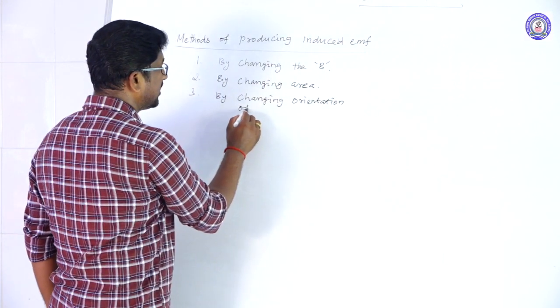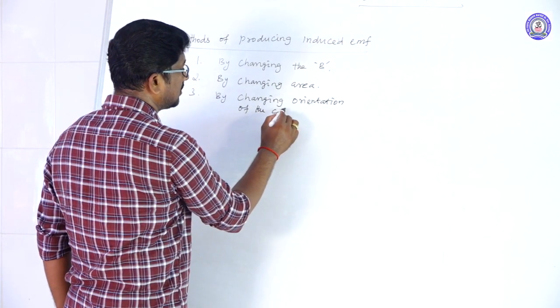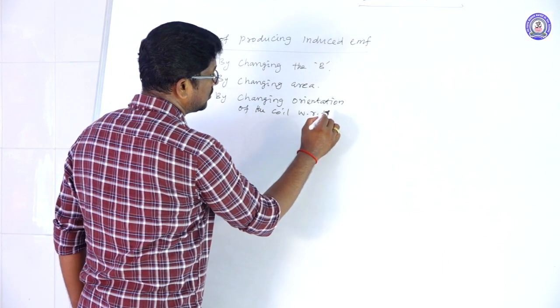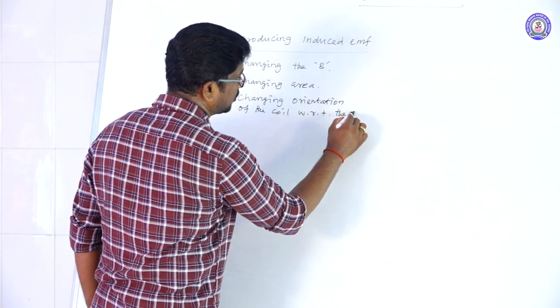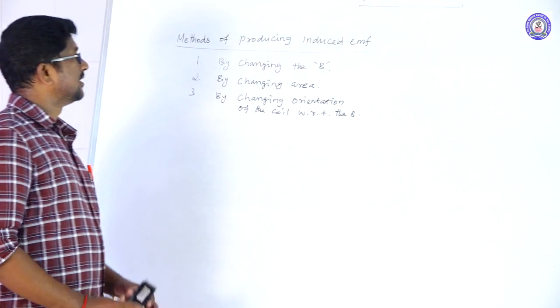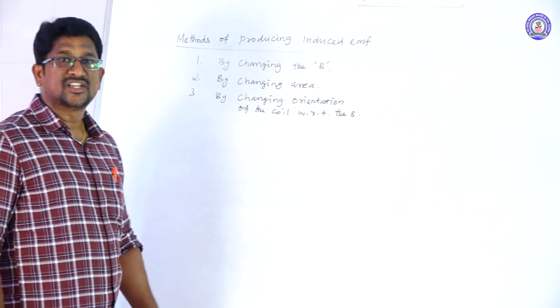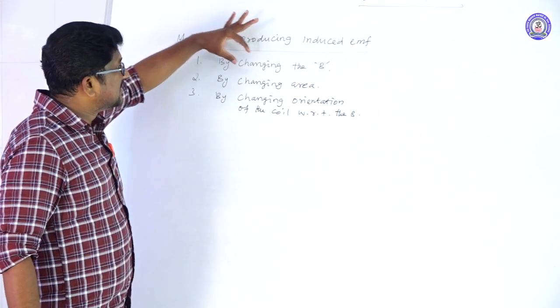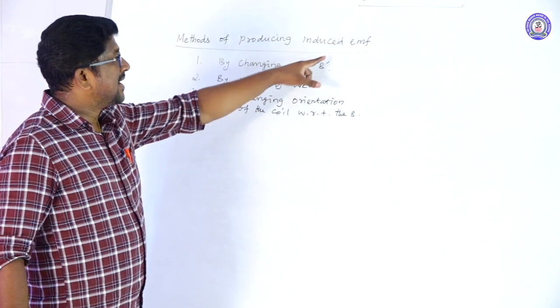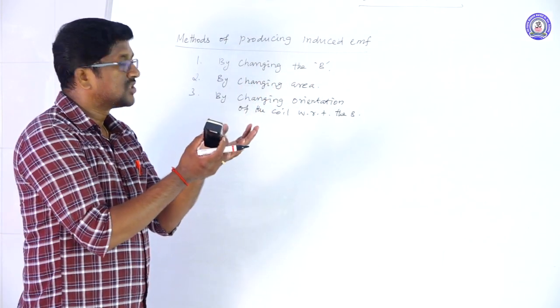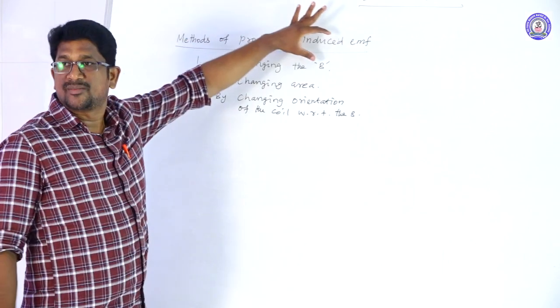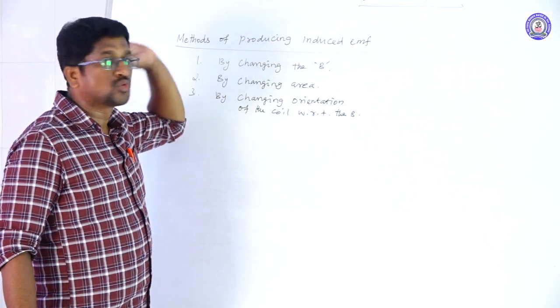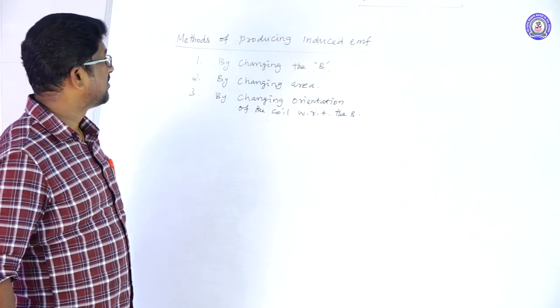By changing orientation of the coil with respect to the magnetic field. Right, so there are three methods of producing induced EMF. First one, by changing the magnetic field. When the magnetic field linked with the closed circuit changes, we can produce induced EMF. So this is one of the methods for producing induced EMF.